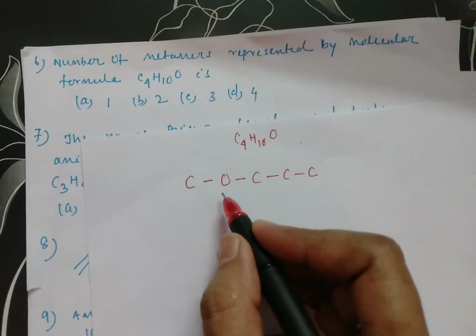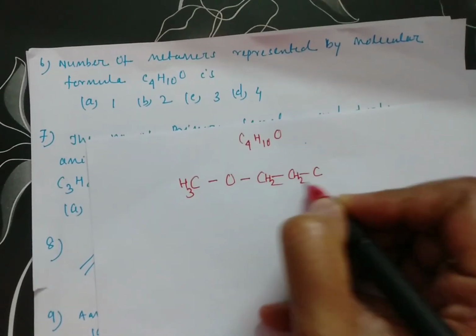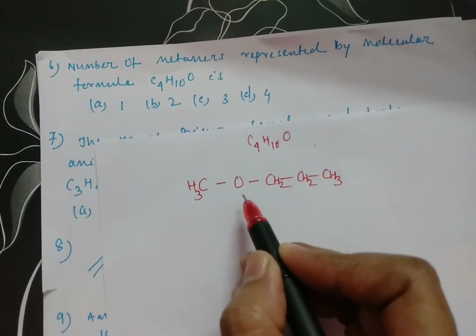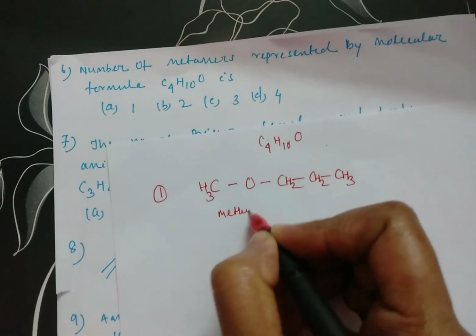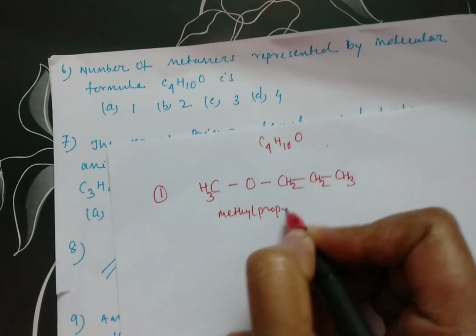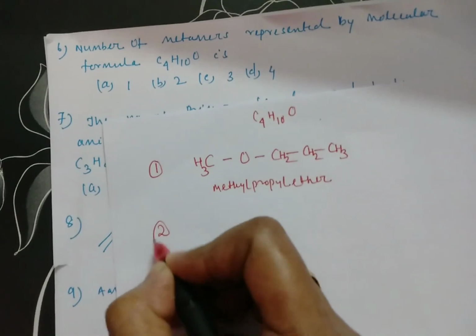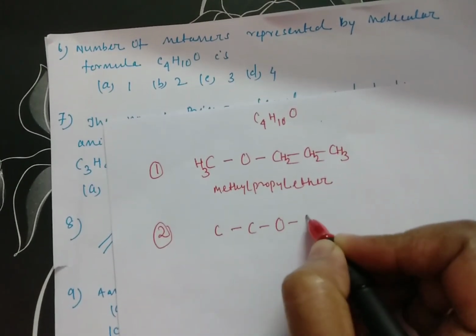carbons with 1 oxygen. Now this is your CH3, CH2, CH2, CH3. This is your methyl propyl ether, the common name of this compound. This is number 1, your methyl propyl ether. Okay.